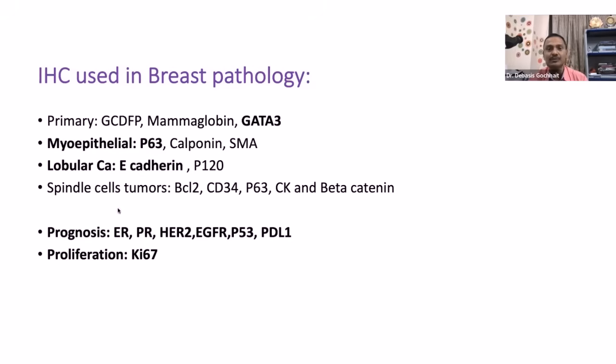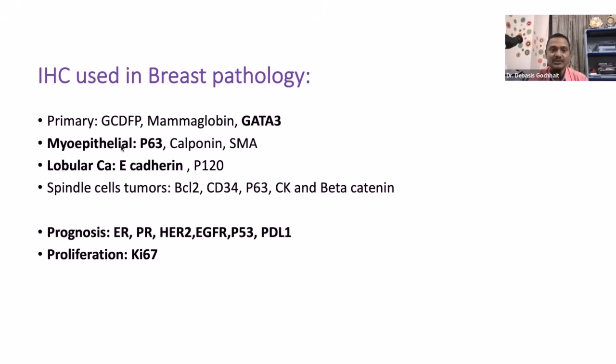Now, I have spoken about prognostic markers. So, ER, PR, HER2/neu, P53, PDL1, or programmed death ligand 1. This is a new immunomarker. So, these are some of the prognostic markers. In addition to that, you can have a proliferation marker. Now, this proliferation marker is common for all tumors. Any tumor can have high Ki, so this Ki is also a prognostic marker.